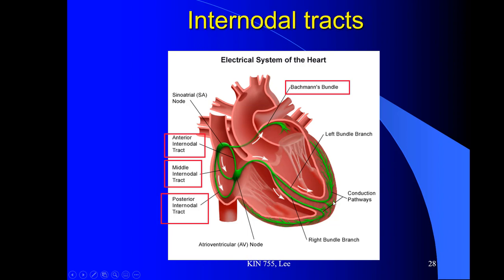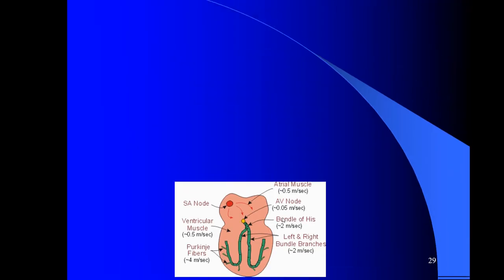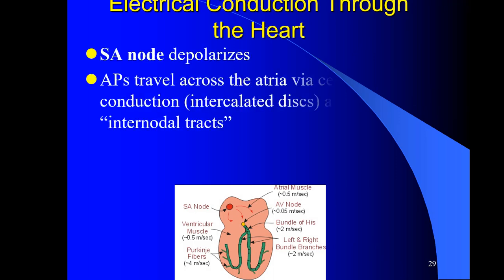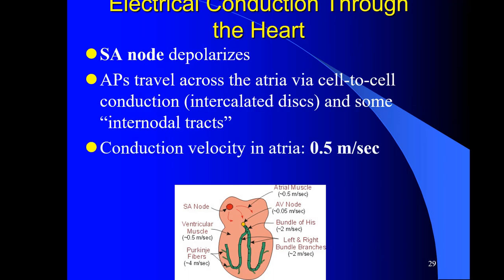And here's a better picture. So you see the Bachmann's bundle, and then these other tracks between the SA and AV node. All right, and then, so just kind of putting all this together, if we look at a time course of this, so in a normal contraction of the heart, the SA node is going to be the pacemaker. It's going to depolarize. The action potentials travel across the atria through some internodal tracts and also just cell-to-cell conduction. The conduction velocity in the atria is about 0.5 meters a second.